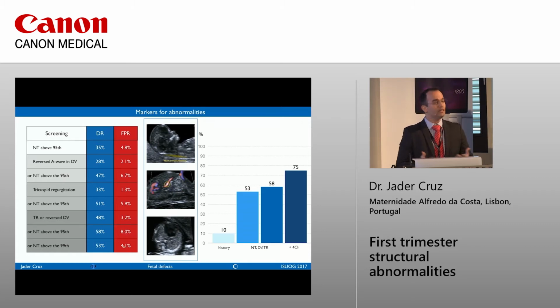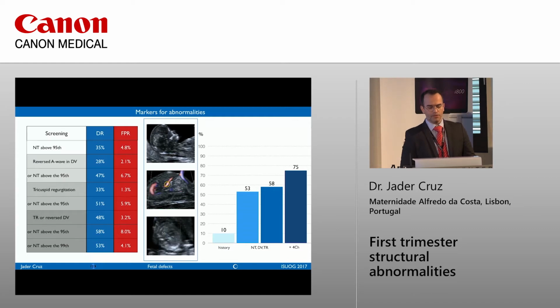If you have a lazy cardiologist that doesn't want to work very much, you can reduce the false positive rate, so the number of patients that you're going to send to him, to 4%, and not lose much of the detection rate. Your detection rate decreases to 53% if you just set your cutoff for the NT to the 99th centile instead of the 95th centile.